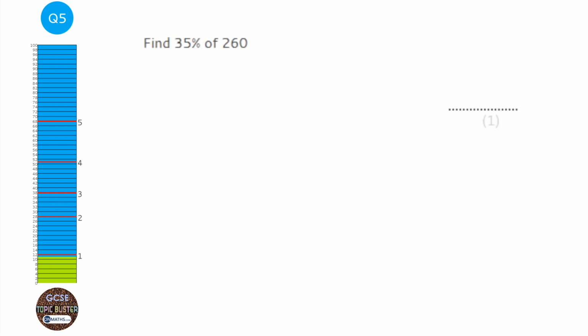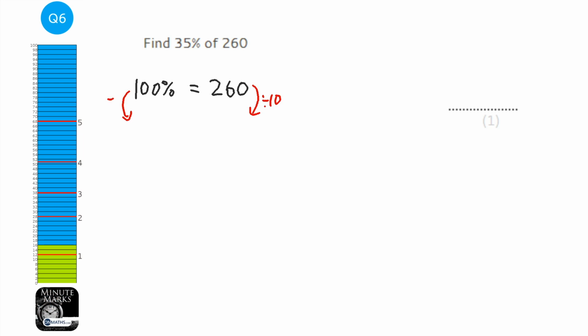So we're asked to find 35% of 260. So we know 100% is 260. So I'm going to first of all find 10%. And to do that I'm going to just divide the 100 by 10 and the 260 by 10. So 10% would be 260 divided by 10, which is 26.